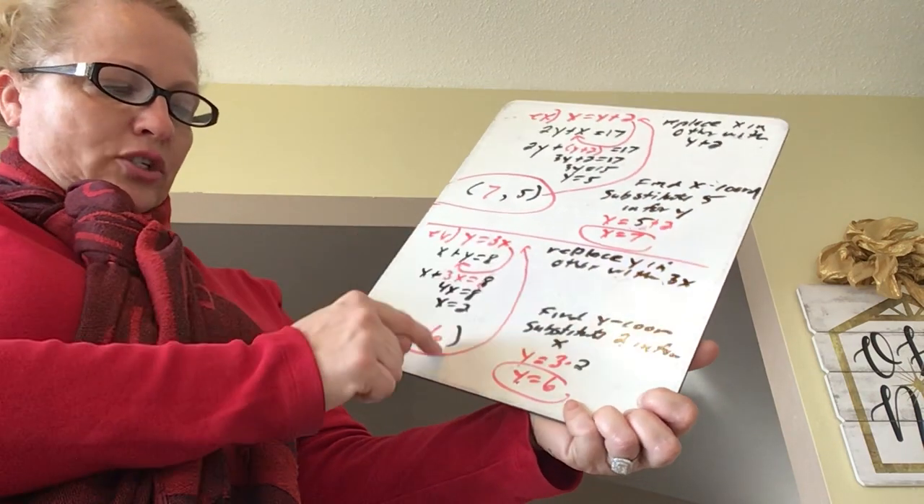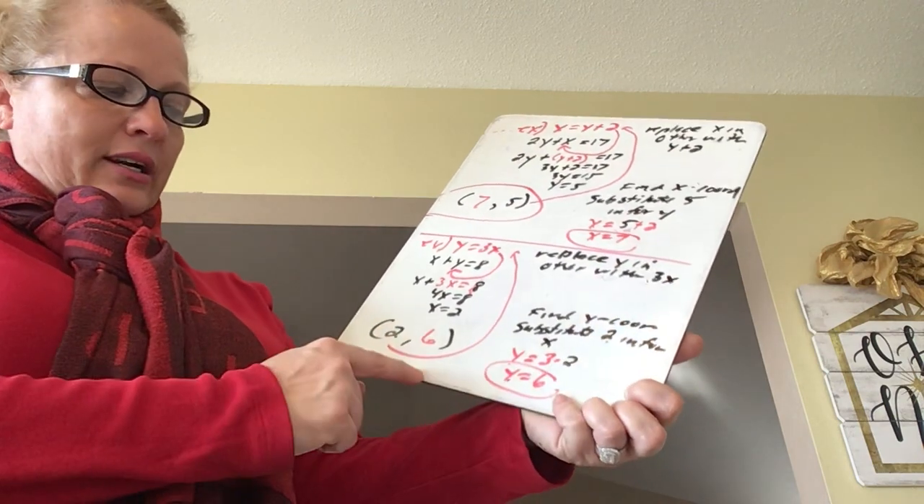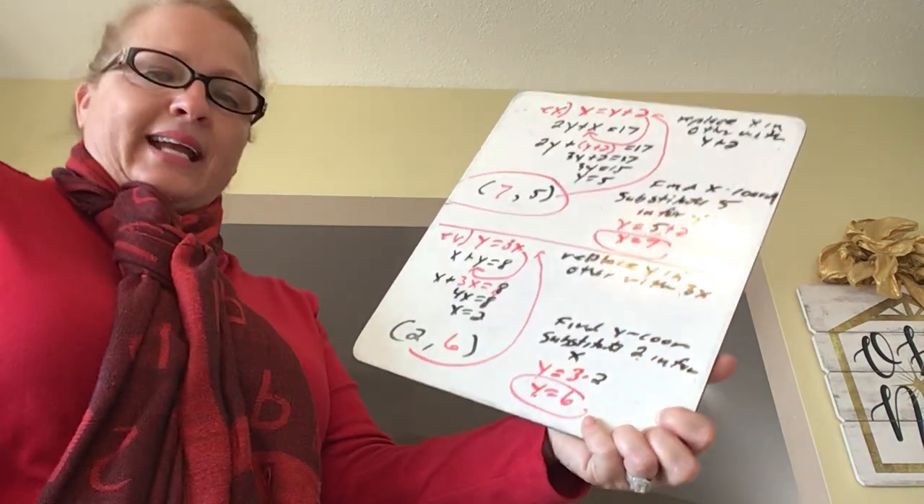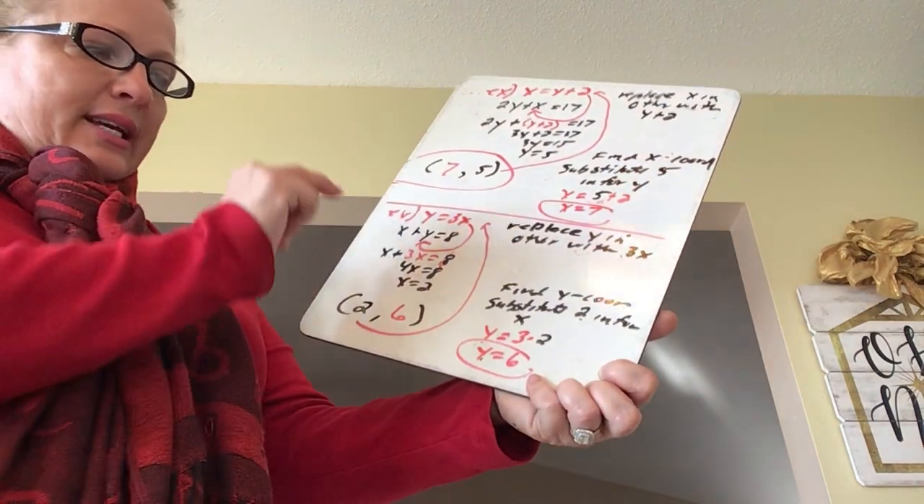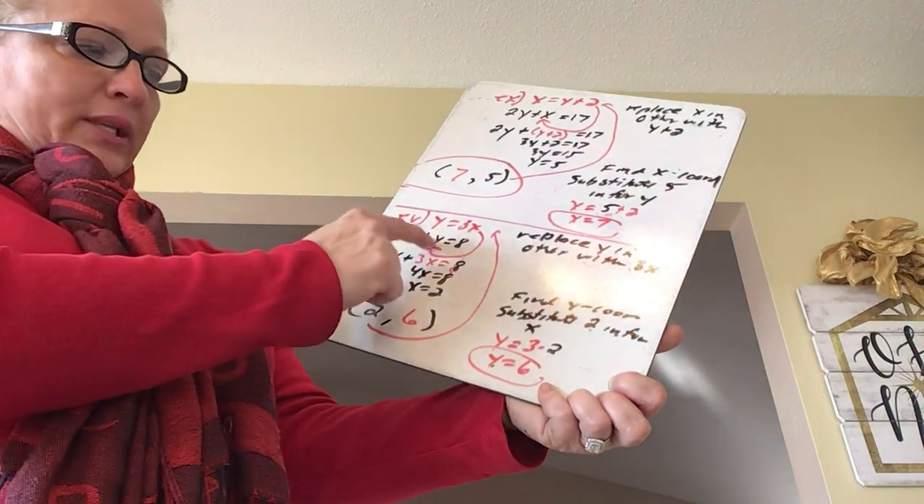So 3 times 2 is 6. Showed it down here. So (2, 6) is the answer to the system. Easy to check on this one. 3 times 2 is 6. 2 plus 6 is 8.